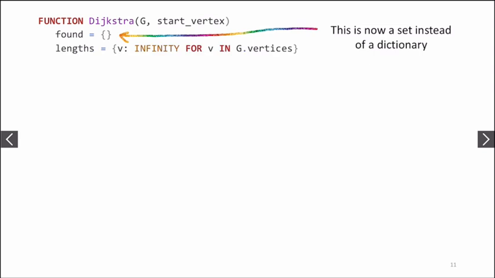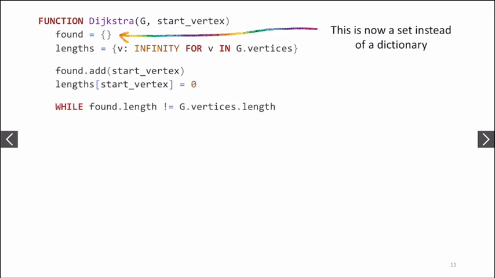We'll have a length of each path, so we'll initialize those all to infinity for all vertices. We're going to add the start vertex to found, and we're going to set its path length equal to 0. Next, we're going to loop until our found set contains all vertices. So one way to do that is, what is the length of this thing? When the length of that thing is equal to the length of this thing, which is all vertices, we're done. We could also just say when found equals the vertices. That's a little bit harder to reason about in code, so I like to be a little more explicit here about what we're actually doing.